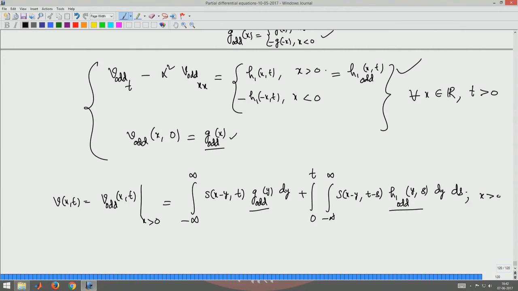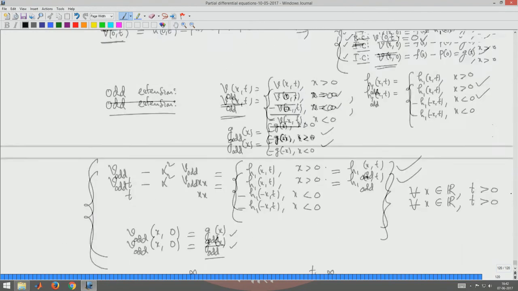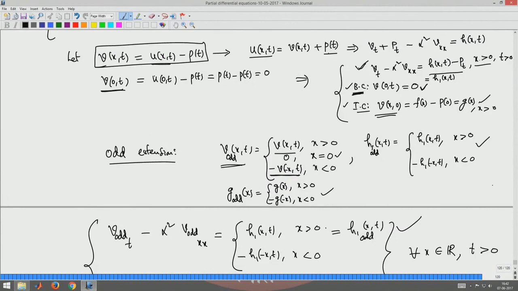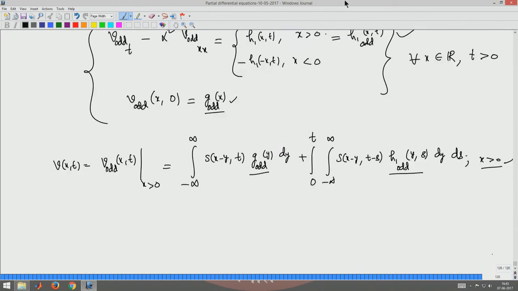So, x is always positive. Okay. This is the solution. This is what you want for x positive only, you want this problem. Okay. So, you restrict this. This expression is actually valid for even x negative, but your solution is only for x positive.